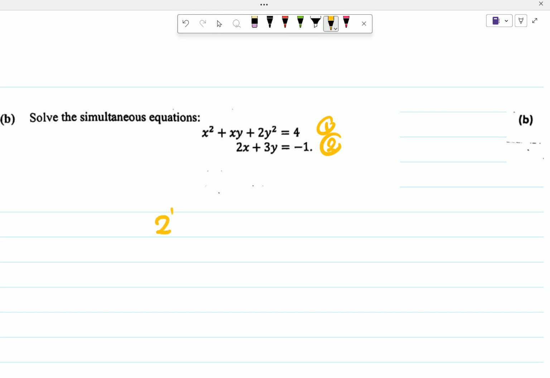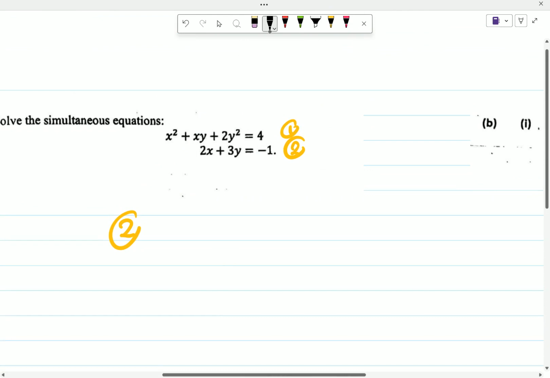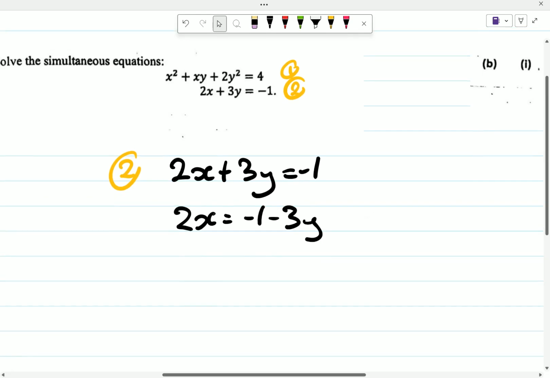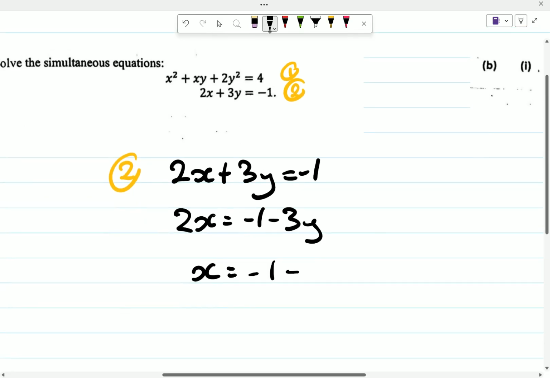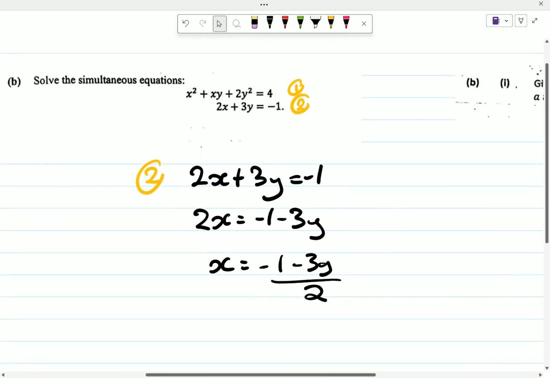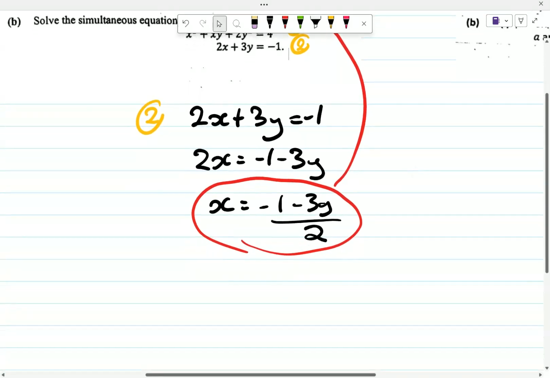If we take equation 2, 2x plus 3y equals minus 1. Then 2x is equal to minus 1 minus 3y. Then x is equal to minus 1 minus 3y all over 2. So it looks kind of complicated, but basically what we're going to do is take this value for x and sub it into equation 1.